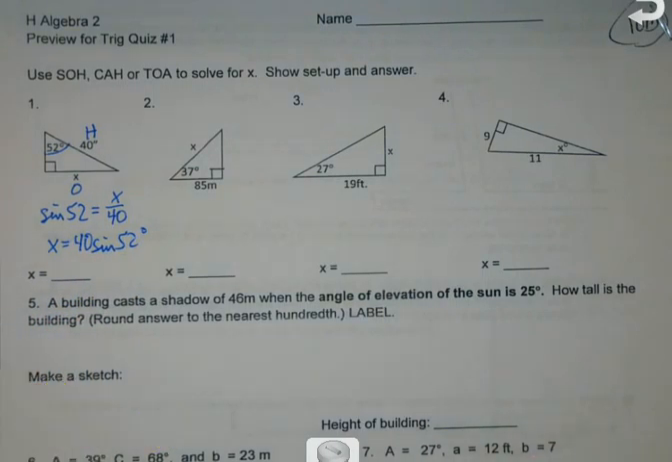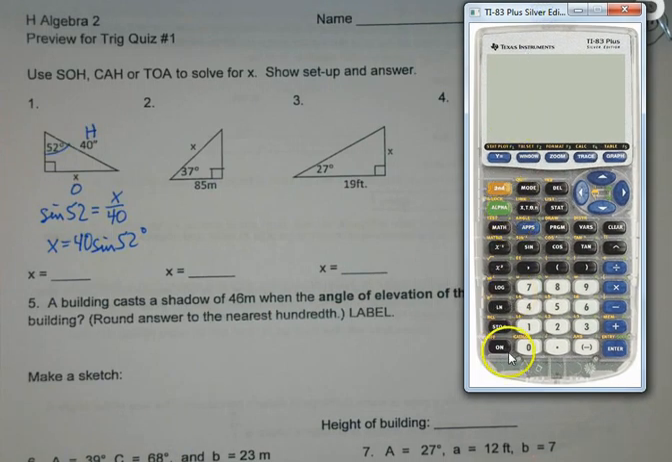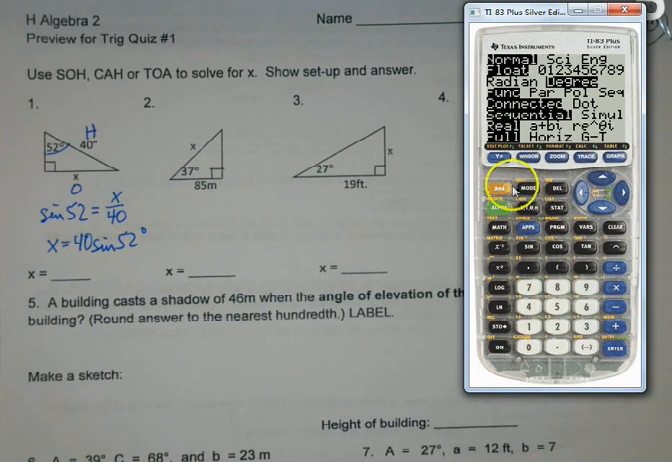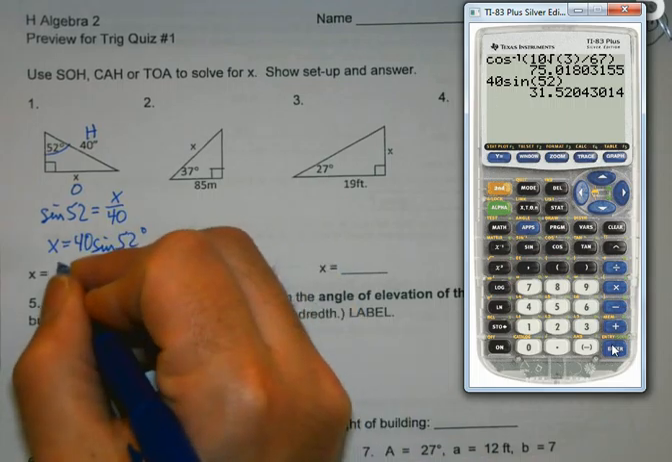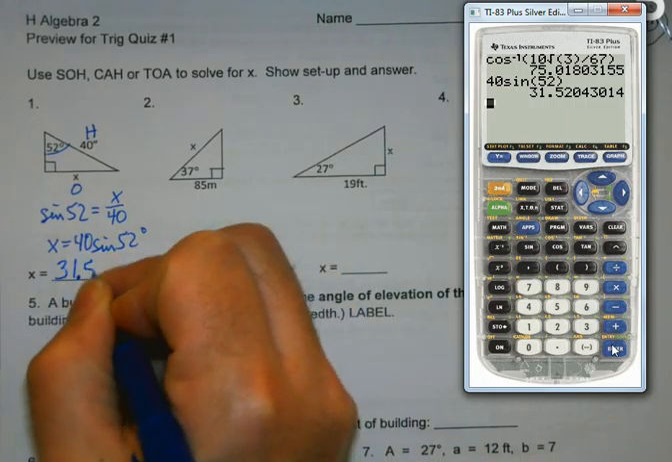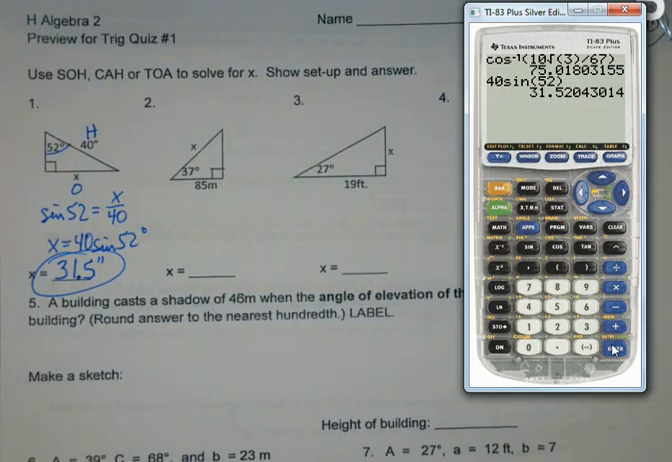If I work through solving this for x, which is what I would do anyway, I do 40 times the sine of 52. Now again, make sure your calculator is in degree mode. Degree mode, we're good. And then it's pretty straightforward. And I'm set. So don't overthink this first part, especially with all the laws that we've been doing lately.